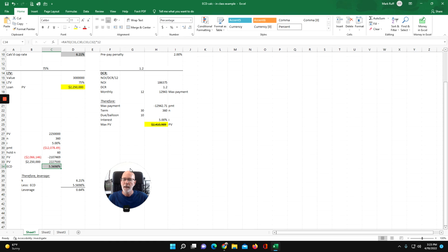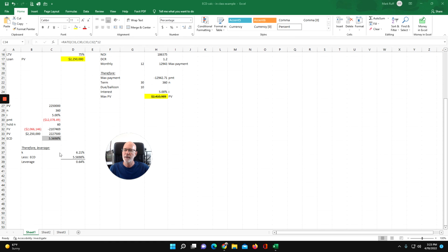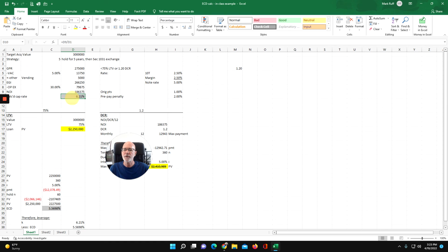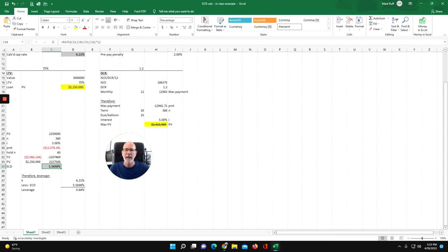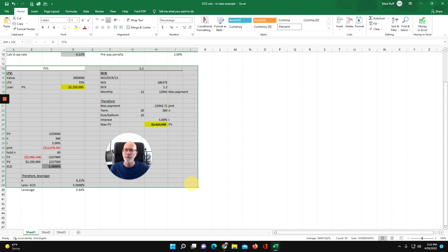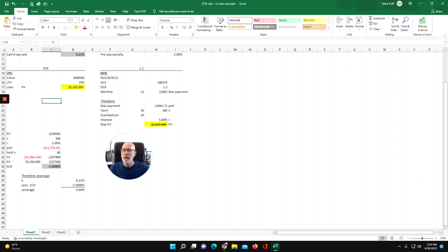My last and final step here is to take the cap rate less the effective cost of debt, and that gets me to my leverage. I know that the cap rate is 6.21 because I've already calculated it on the reconstructed operating statement. I know that my effective cost of debt is 5.57, call it, because I've done this in determining the maximum amount of present value for the loan, right? Therefore, my cap rate less my effective cost of debt will equal then my leverage.